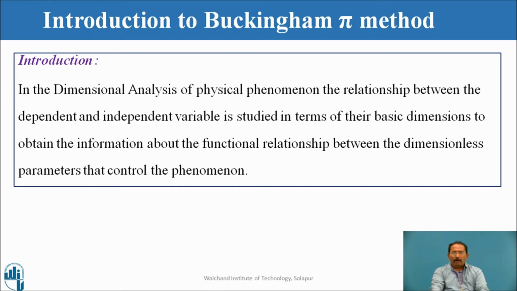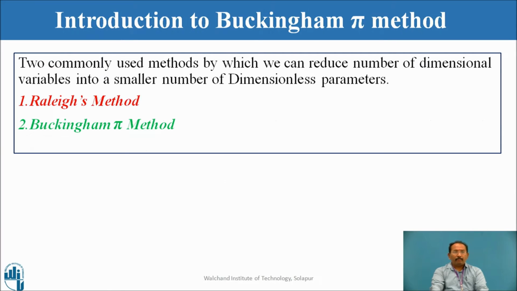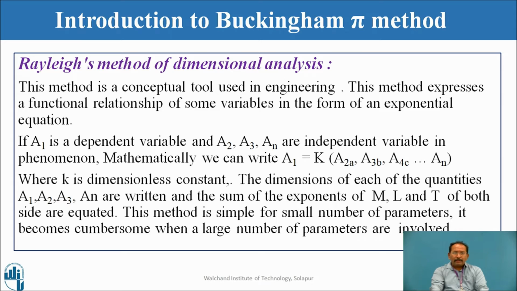Rayleigh's method has a lot of restrictions. For variables increasing more than 4, this method is not workable. Let us see. This method is a conceptual tool used in engineering. Rayleigh's method expresses a functional relationship of some variables in the form of an exponent equation. Take an example: discharge Q is equal to area into velocity. Is Q dependent or independent? Dependent. It is dependent on area and velocity.